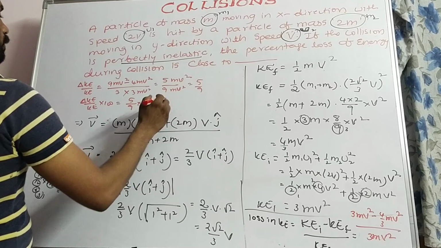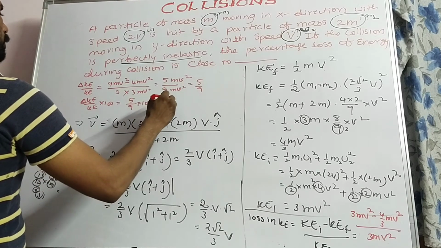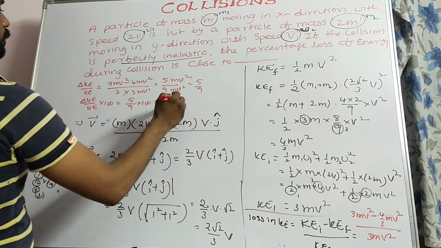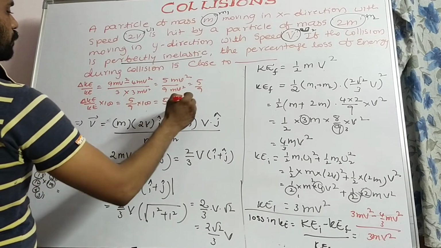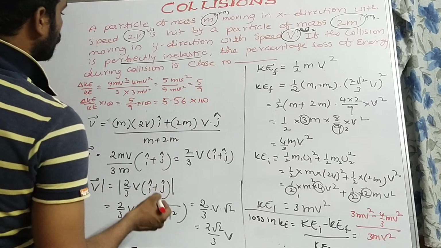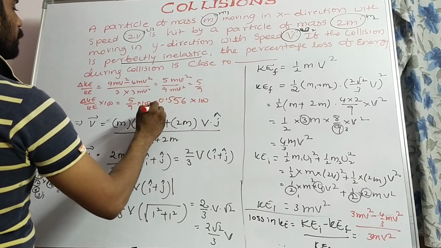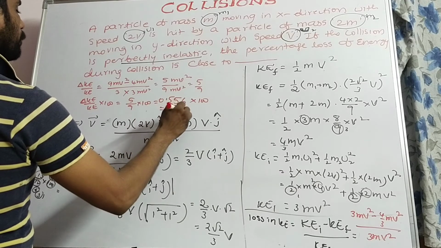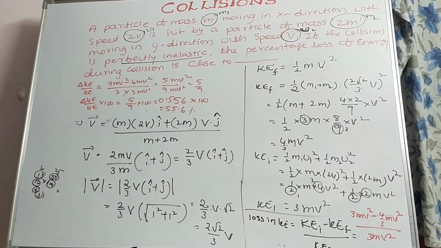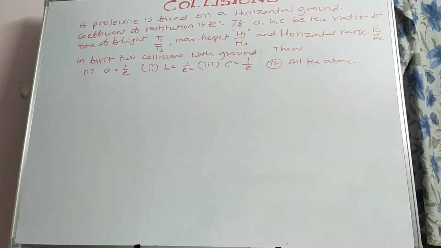That is equal to 9 5s are 45, 9 5s are 45. Like that 55.6 of course into 100. Yeah, 0.55, okay. So that is approximately 55.6%. That is the loss of kinetic energy: 55.6%, that is approximately 56%.